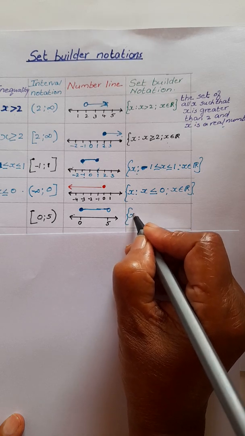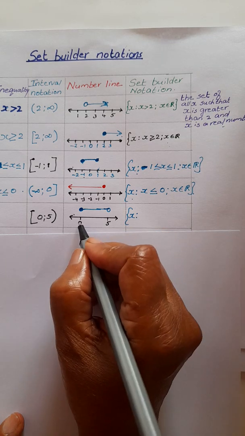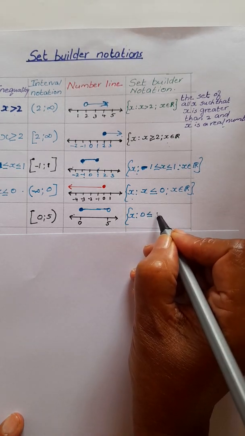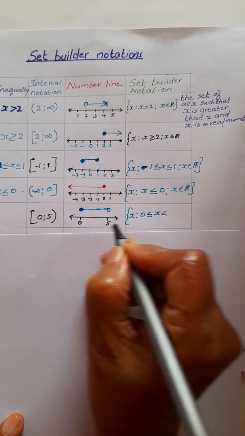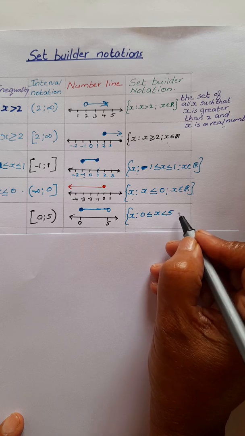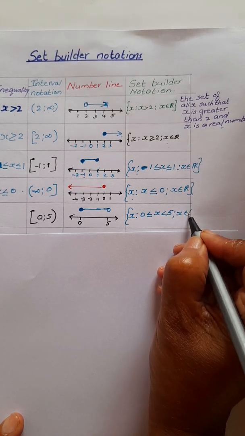Then the set builder notation, we write x such that we start here at 0, less than or equal to x, less than, because it is open, less than 5, and x is a real number.